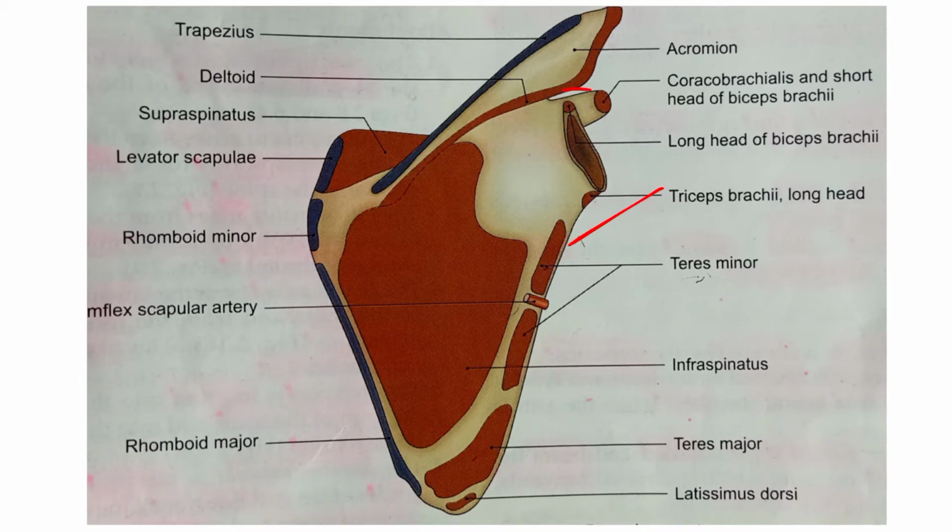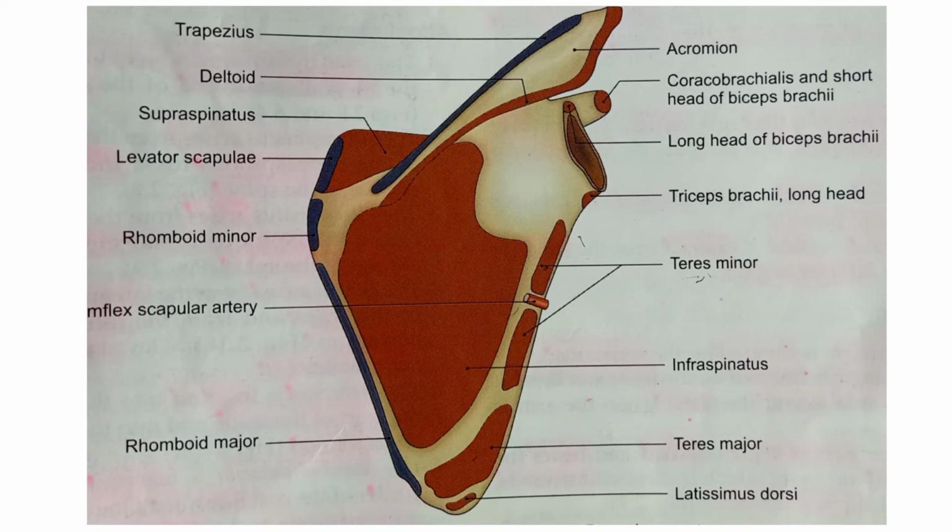So the long head of biceps arises from the supraglenoid tubercle and the short head from the lateral part of the tip of the coracoid process. This is the coracoid process and this is the lateral part where the short head of biceps arises. Alright. So moving further to coracobrachialis. Coracobrachialis muscle arises from the medial part of the tip of the coracoid process.